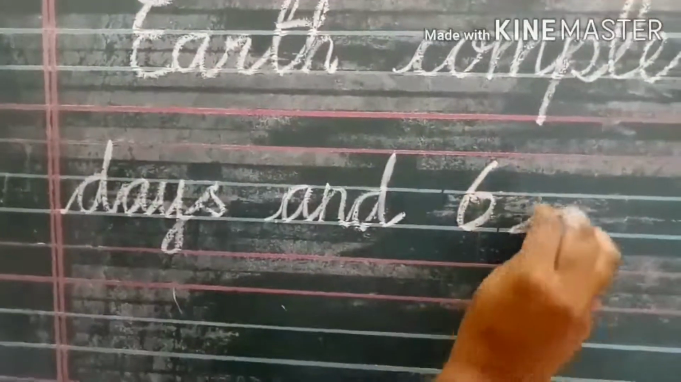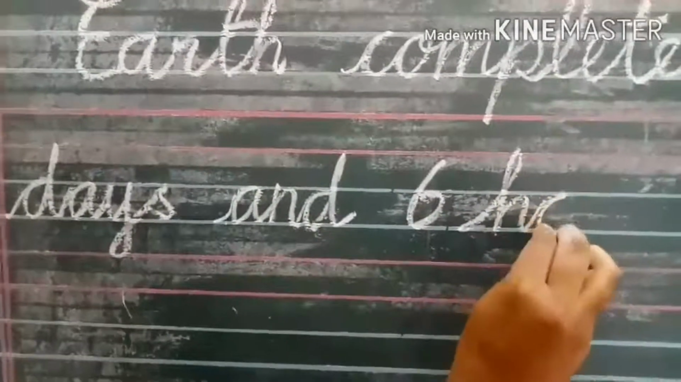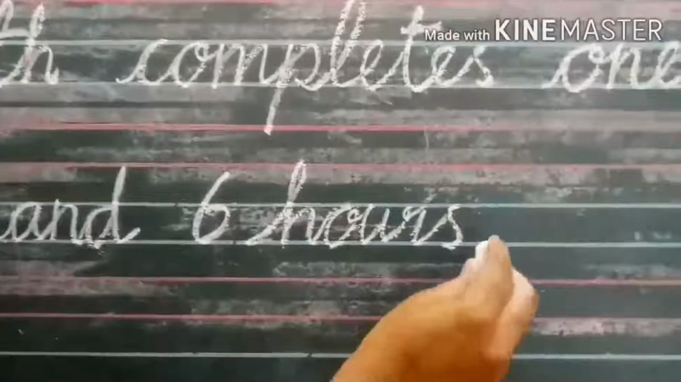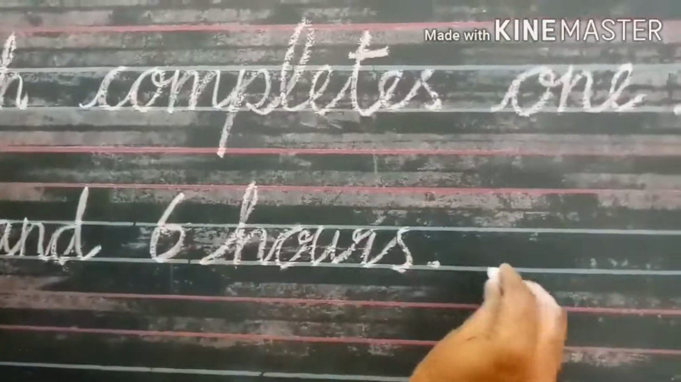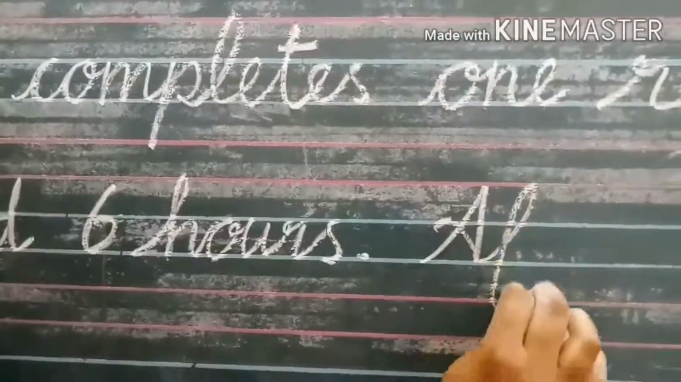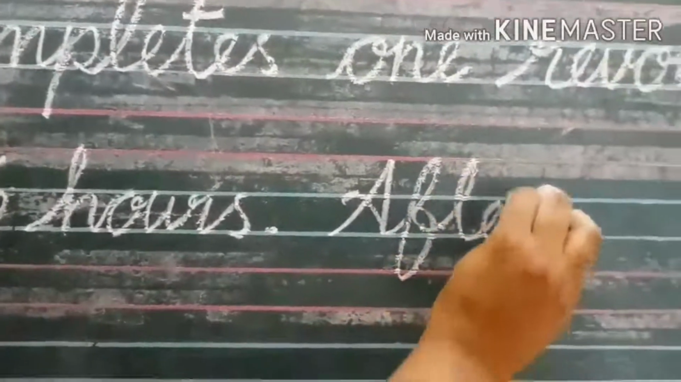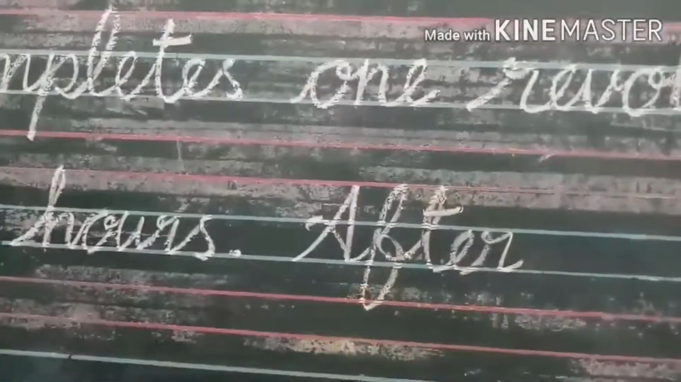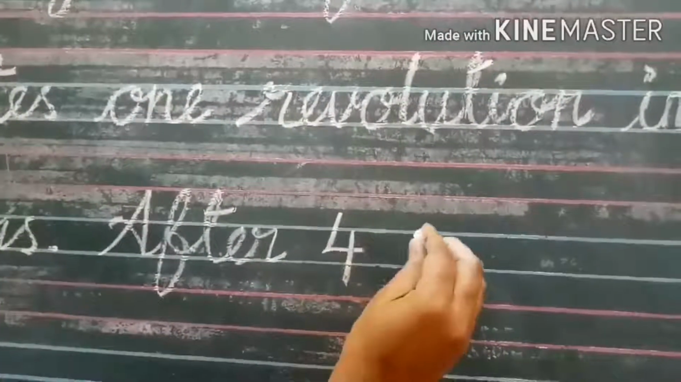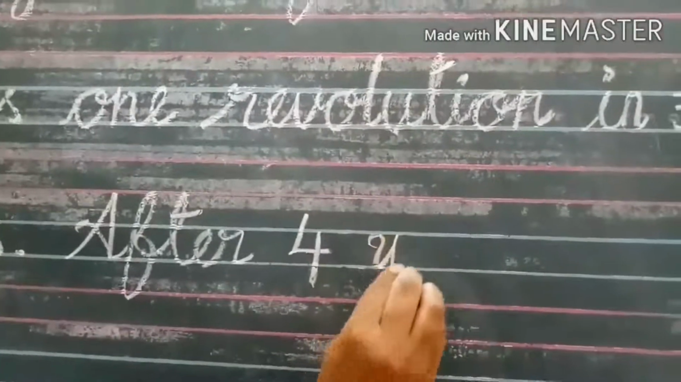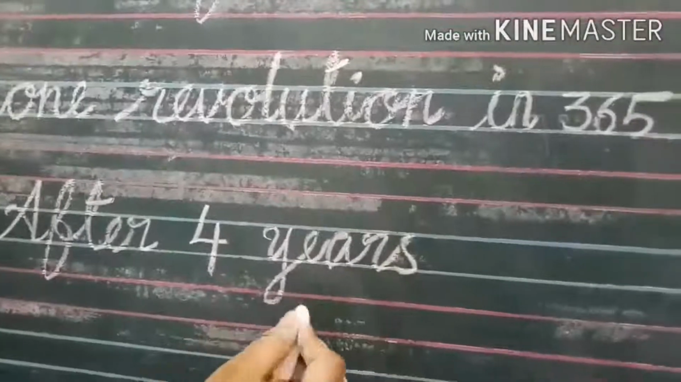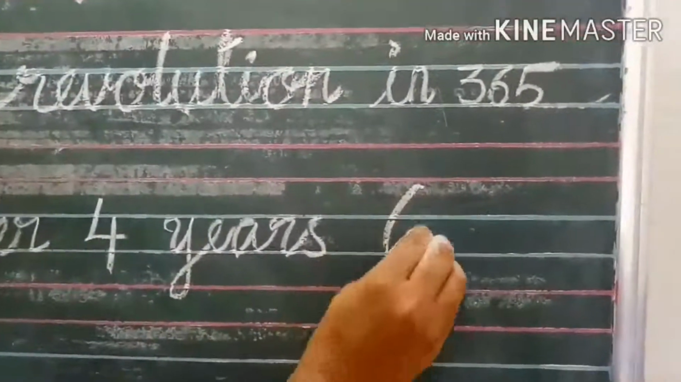T-R-U-E, true. Second one is, the revolution of the earth causes day and night. I repeat the question again, children. Is it true? No. Revolution of the earth causes change in seasons only. So the answer is false.